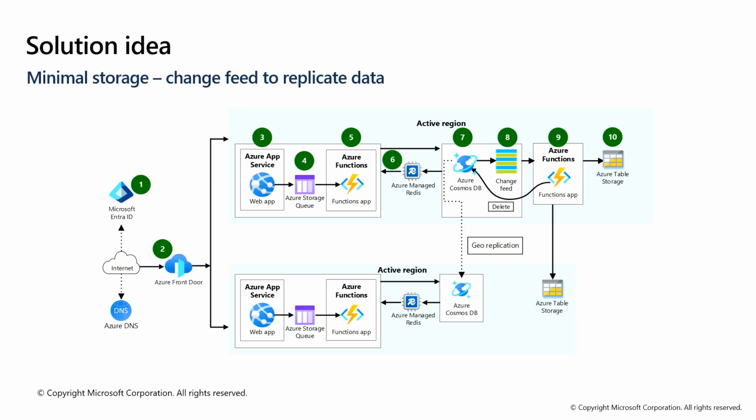A user authenticates with a Microsoft Entra ID. Azure Front Door switches the user traffic to the standby region if there is a regional outage. App Service hosts website and RESTful APIs. The web app delegates responsibility to code hosted by functions to handle the background tasks.